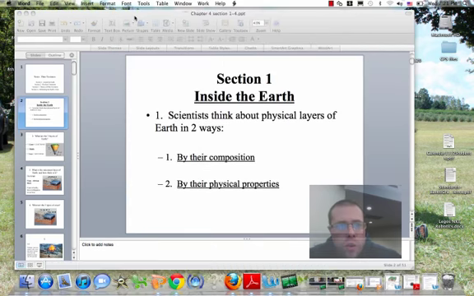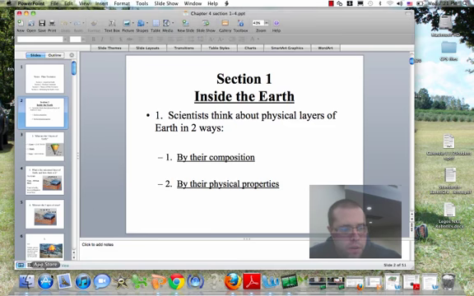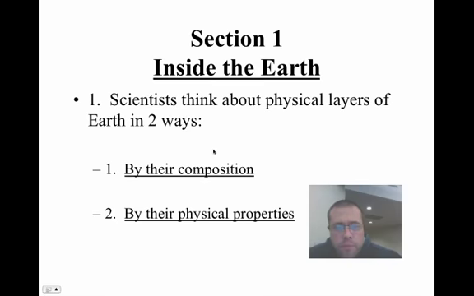I'm going to move over to the PowerPoint. Alright. So, section 1, inside the Earth. Scientists think about the physical layers of Earth in two ways. One, by their composition, what they're made of. So in parentheses, put what they're made of if you need to. And two, by their physical properties. We have one set of names based on what they're made of, and then another set of names for all the layers of the Earth based on their physical properties. Now let me remind you as we go through these notes, in some sections you're going to be writing more than in other sections. Please go ahead and pause this if you need to.